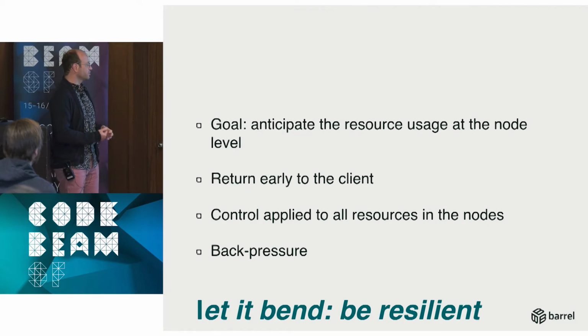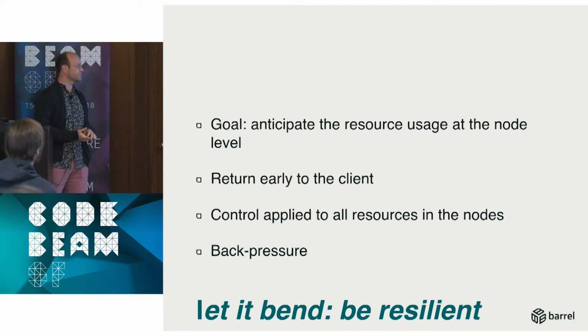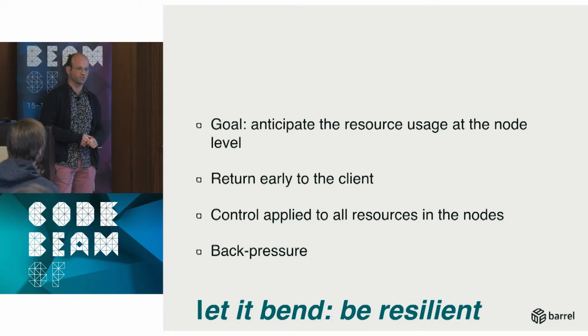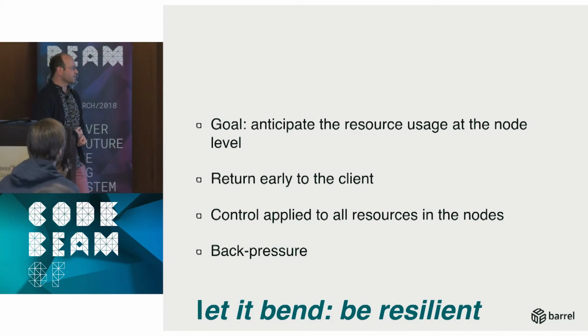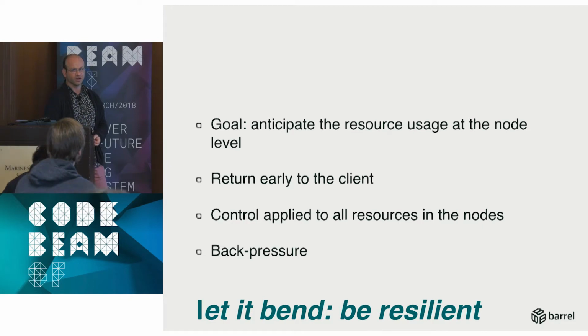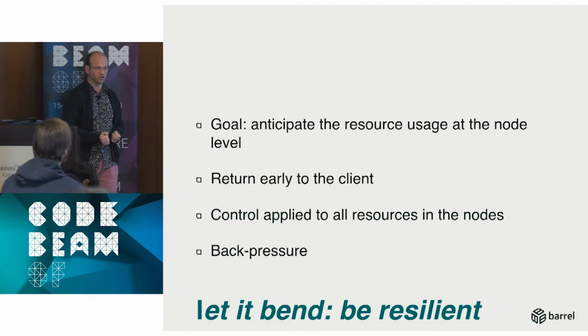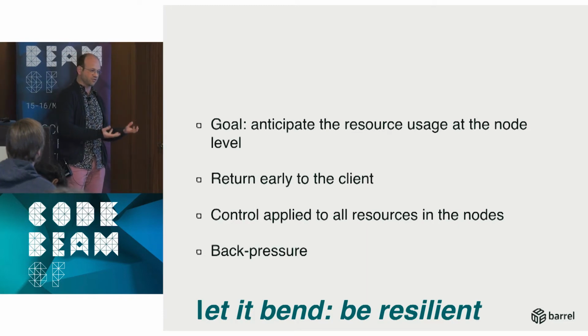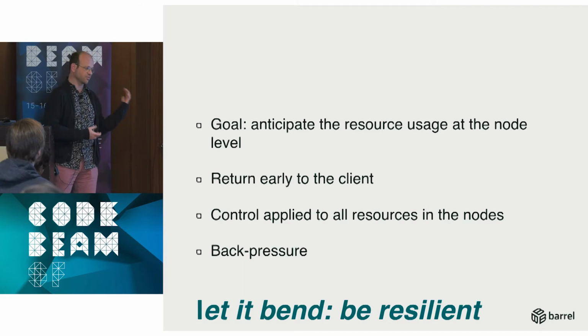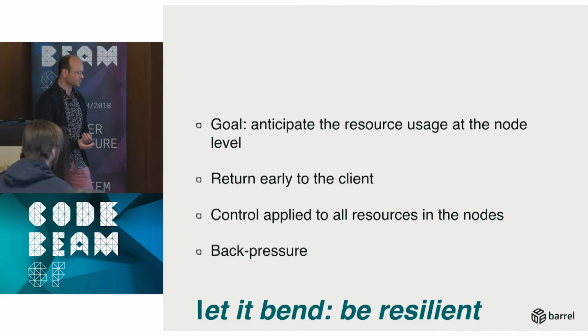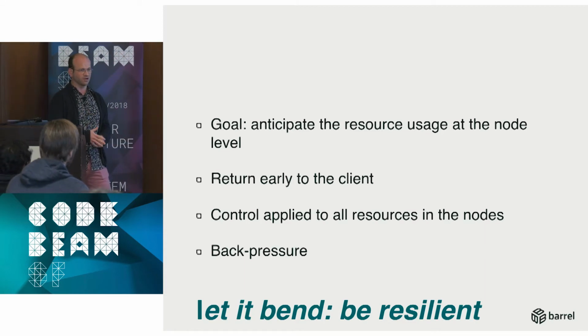So one of the goals in Barrel is also to anticipate the resource usage of nodes, so we can return the result early to the client. And that control is applied to all the resources in the nodes, which allows us to do active throttling, but also to do some back pressure, and to dynamically handle the load, spawn new processes, increase your pool, or whatever.